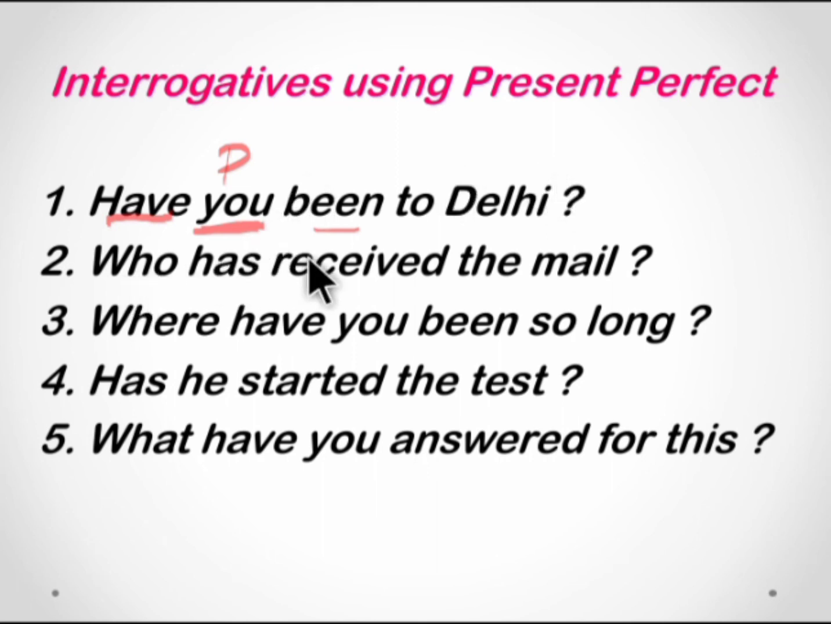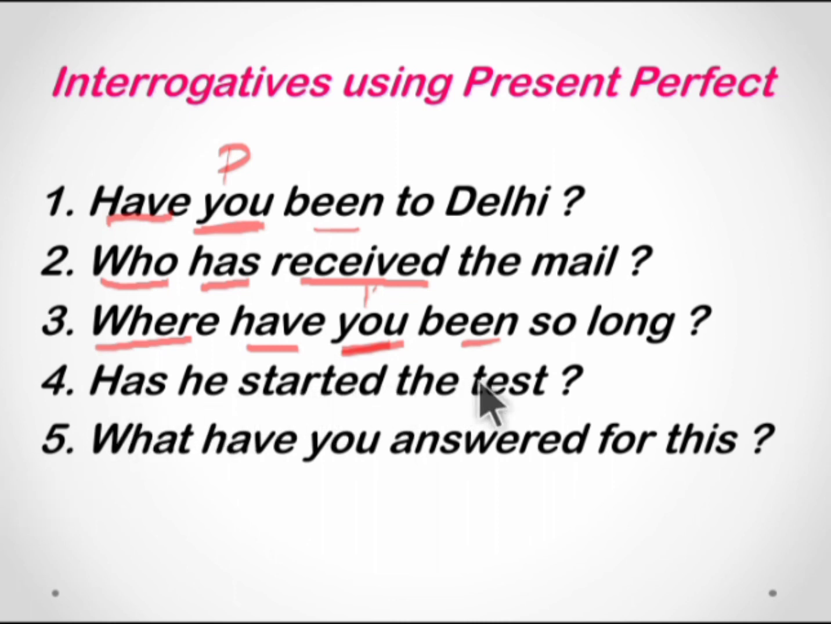Next, who has received the mail? Here, who is a WH question. Has, because maybe one person has received, so we use has. Received is the past participle of receive. This is a WH question. Next, where have you been so long? Where again is a WH question. Since you is the subject and is in plural form, we use have. Here been denotes the state of being.